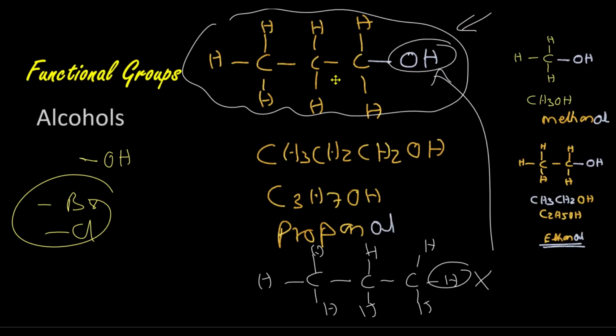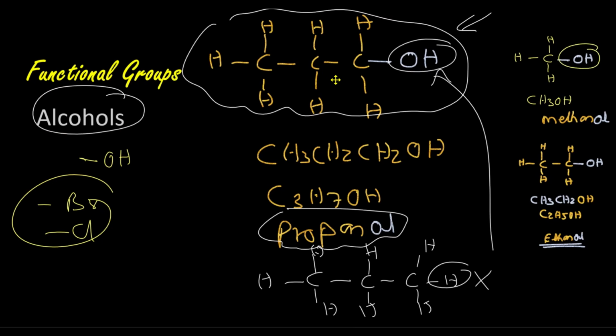So we can say that the properties of propane will now change, and it will behave like an alcohol. That means it will have all characteristics of alcohol. So we can say that the chemical properties are now decided by this functional group OH, while the physical properties will be because of this carbon chain.